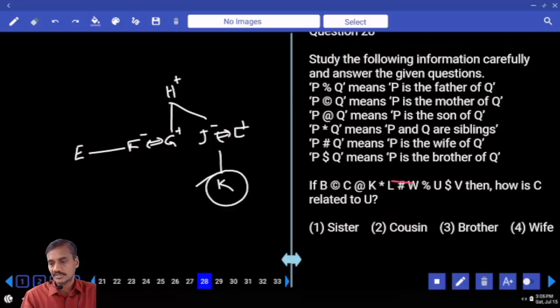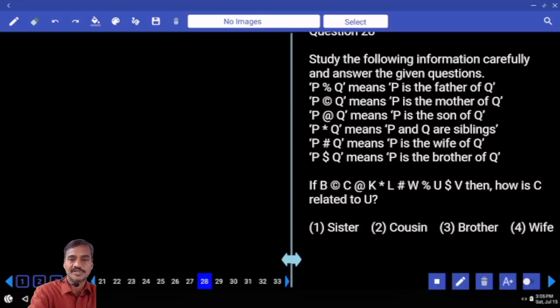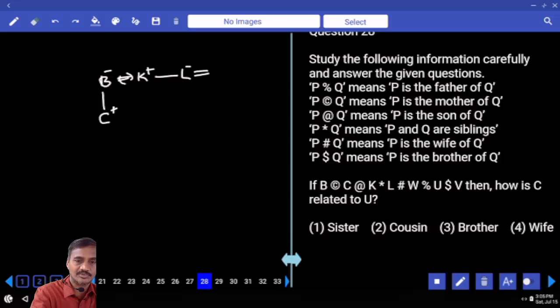Then 28. Now in this 28, B copyright C. Copyright stands for B is the mother of C, and C at the rate of means C is the son of K. B and K are a married couple. K is a male. K star. Now K and L are siblings to each other. And next one, L hash. L is the wife of W. L is a female. W is a male.